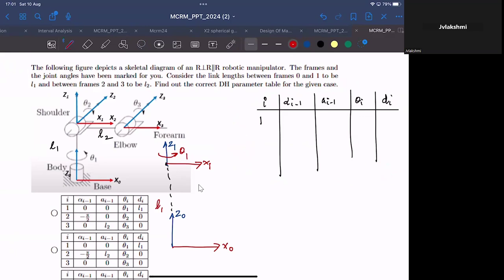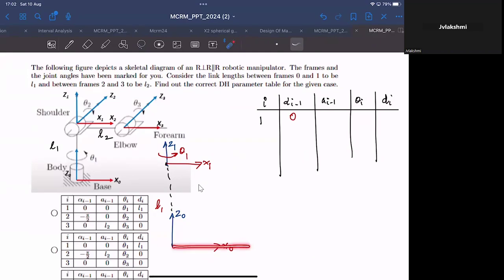So what is alpha i? Alpha i would be alpha 0. That would be the rotation that you have to make about X0 so that Z0 and Z1 would be aligned. As you can see, since they are already aligned, you don't have to rotate by any amount. So alpha i minus 1 would be 0. a i would be the distance you have to move along X0, L1. No, you don't have to move along X0, right? You have to move along Z0, L1. X0 is along this direction. I hope that is clear. a i minus 1 is now 0.